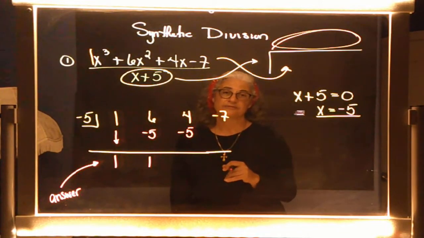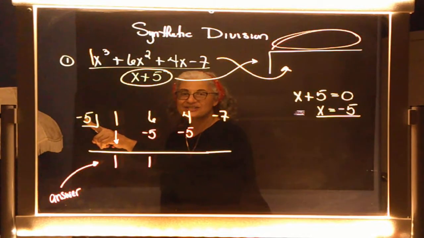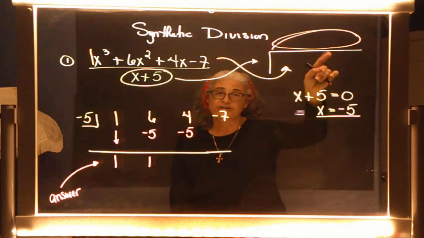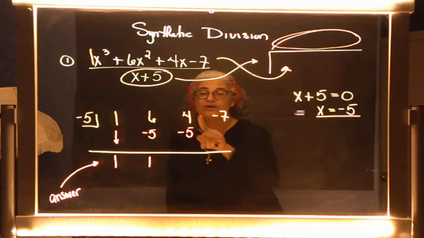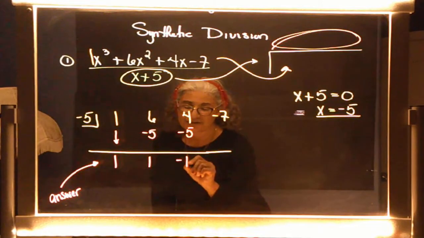Then what do I do? I simply add, because this 5 changing signs already took care of the subtraction that I had to do over here in long division. So 4 plus -5 is, good, -1.